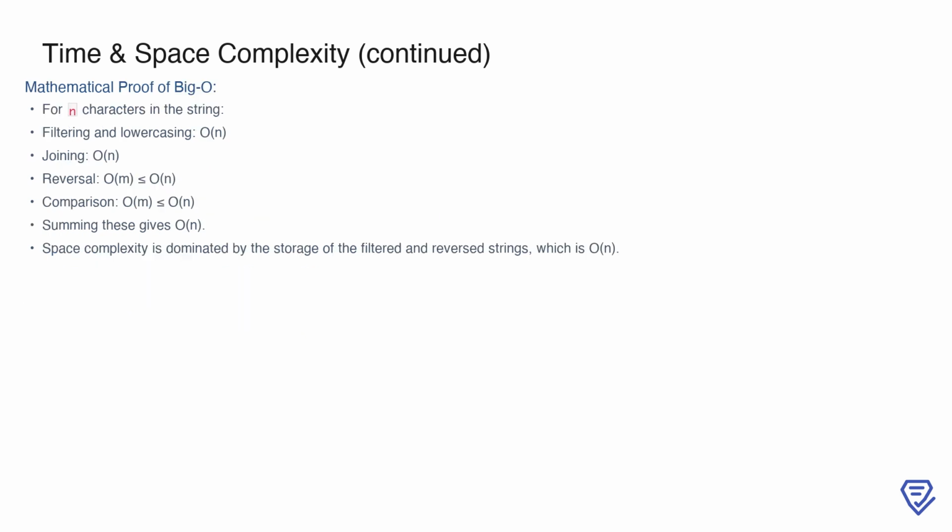Finally, let's validate the big O analysis for both time and space complexity. For a string with n characters, the filtering and lowercasing step takes O(n), as does the joining operation.